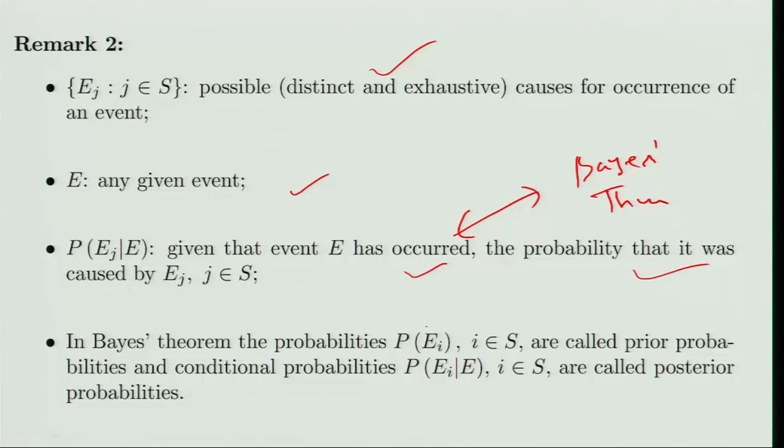Now in Bayes theorem, the probabilities of Ei are called the prior probabilities. These are the probabilities which were given to you in advance. Probabilities of Ei given E are called posterior probabilities, because these are modified probabilities after you have the information that event E has occurred. So probability of Ei was the probability that cause Ei is the cause for the occurrence of the event, given by P of Ei. This is a modified probability, and that is why it is called the posterior probability.